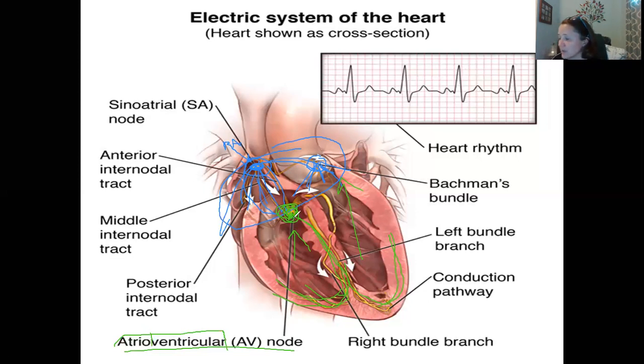As it comes down here in this lower pathway, the impulse is going to come down through this left bundle branch and a right bundle branch. So they're going to branch off to the right and to the left into the ventricles.